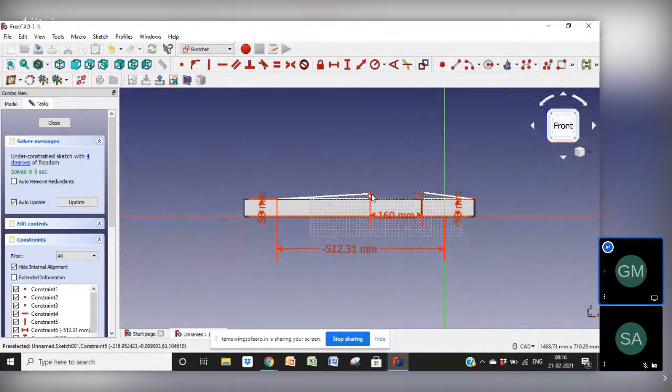Let's make these two equal. Okay, this is a cover of this aircraft. Now close it.